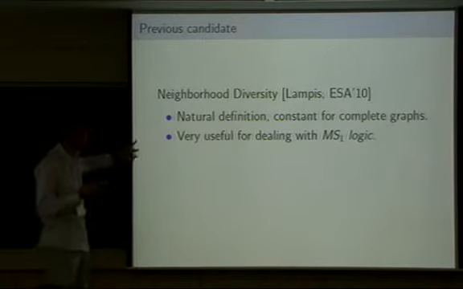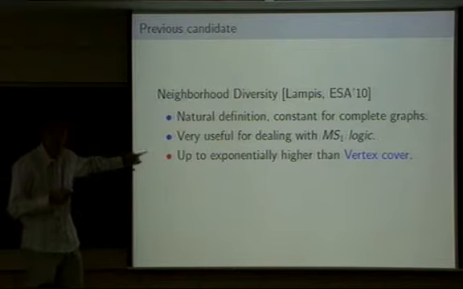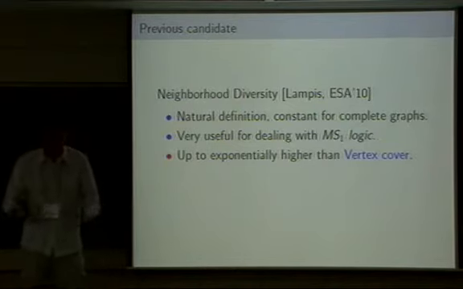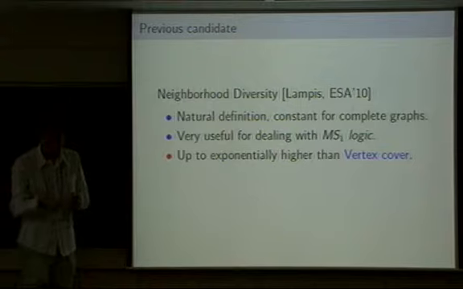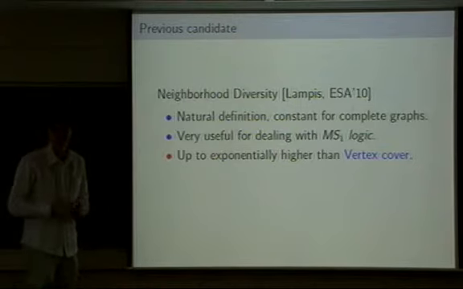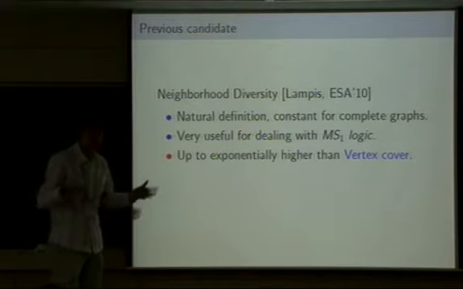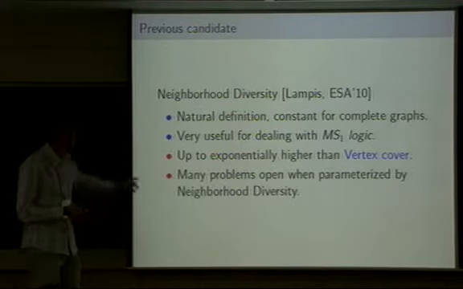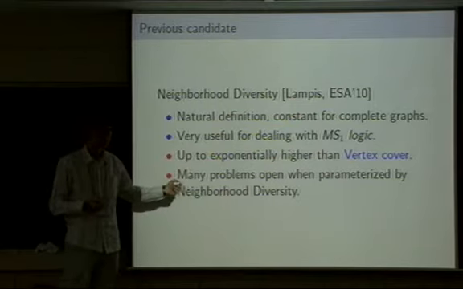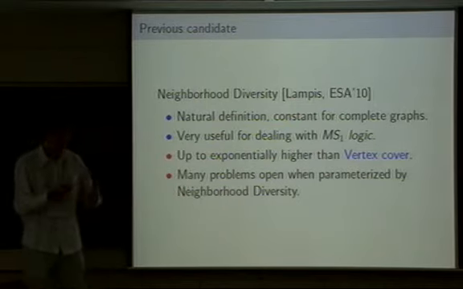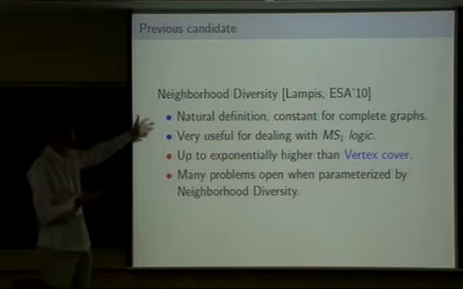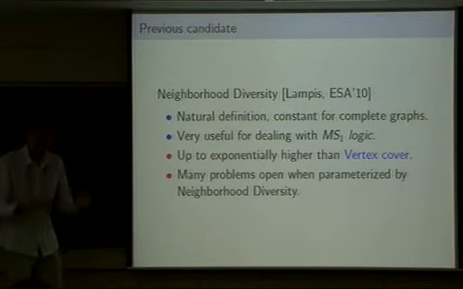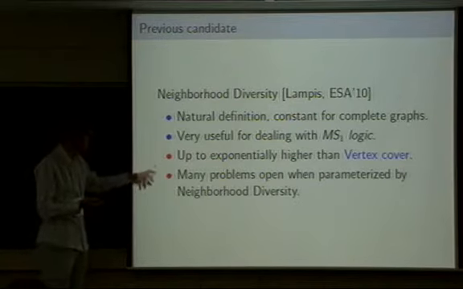But this comes with two problems. The first one is that it's up to exponentially higher than vertex color. So if you have a graph of vertex color, I don't know, k, then it can have a neighborhood diversity of 2 to the k. And that's kind of a jump up, a blow up we don't want. And that's not nice, because then we get also slower algorithms. And then also many problems are still open. I mean, because this is not so close to vertex color, while the twin color thing I will show is really close to vertex color. So if you have an algorithm for vertex color, you can easily extend it to twin color. But you cannot do it for neighborhood diversity directly. You usually need to just redesign the algorithm from scratch. So that's kind of another disadvantage of this.